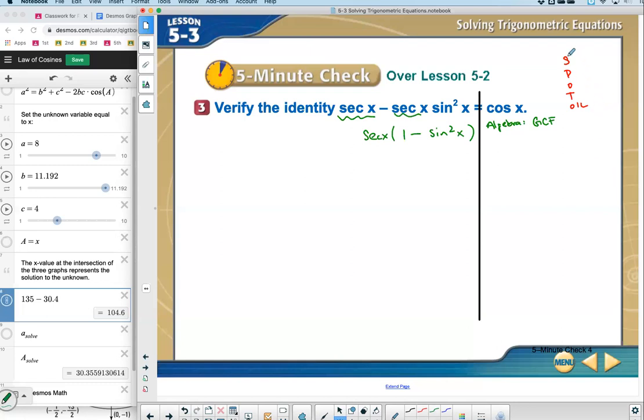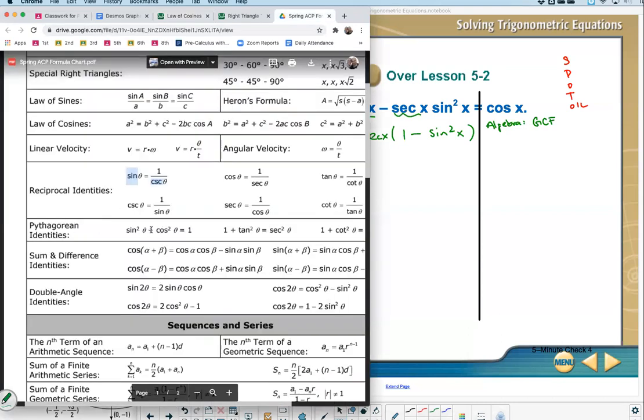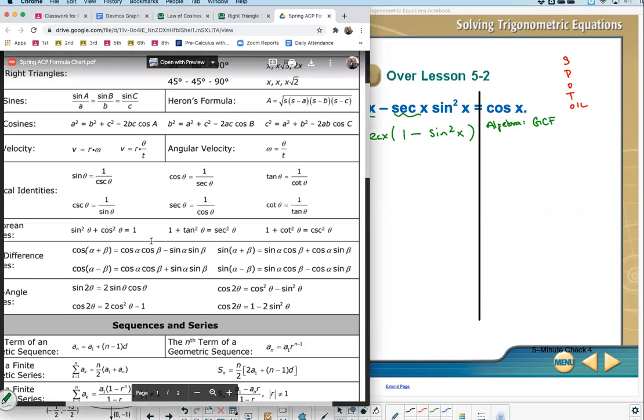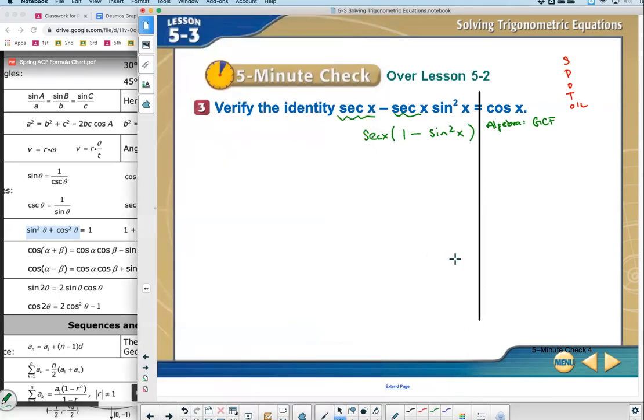Now I go back to my list. That was simplifying. I say, okay, what about Pythagorean? Do I have any ones and squares? And yes, I do. I have a 1 minus sine squared. If you go to your formula chart, you'll notice on Pythagorean, here's the sine squared. If I needed it to be 1 minus sine squared, that means I need to subtract sine squared from over here, which would eliminate that sine squared, leaving me with just cosine squared. So this right here is equal to cosine squared. So I now have secant x times cosine squared. And that was the Pythagorean identity.